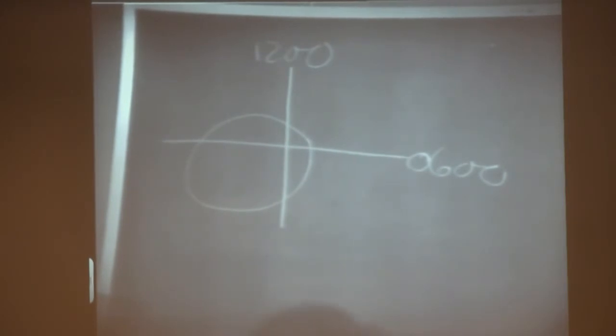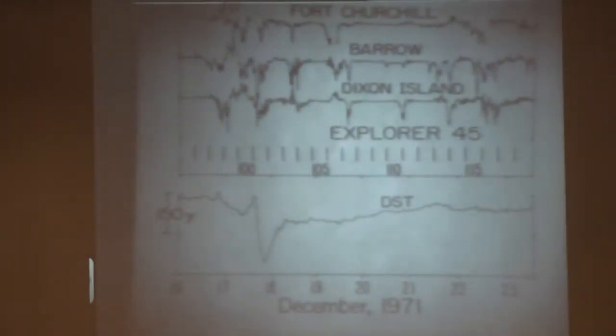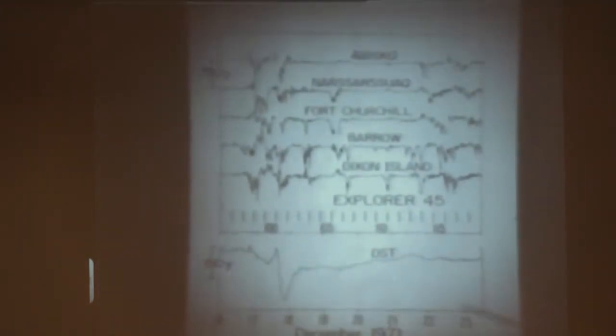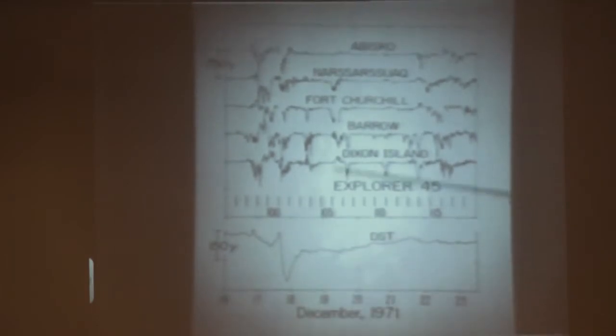In the first slide, we show the magnetic activity of the period of interest. This is December 1971. There are two sudden commencements occurring on the 16th and on the 17th.